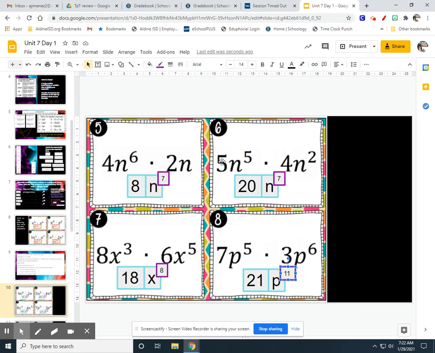6 plus 1 is 7. 5 times 4 is 20, and then 5 plus 2 is 7. Remember, we're only adding the exponents, and the other coefficients we're just going to multiply, because that's what this operation right here in the middle is saying, multiply.